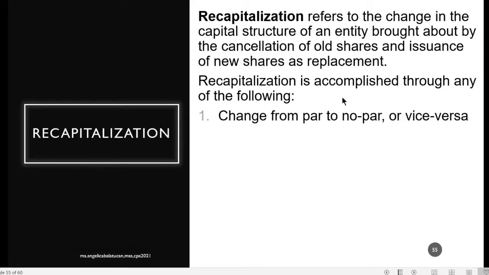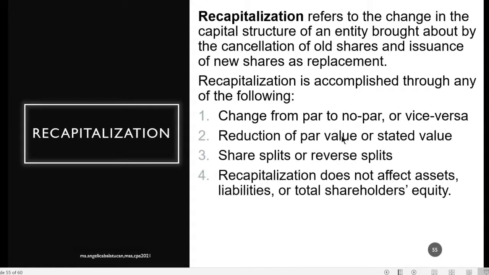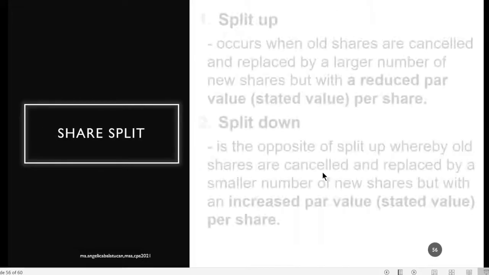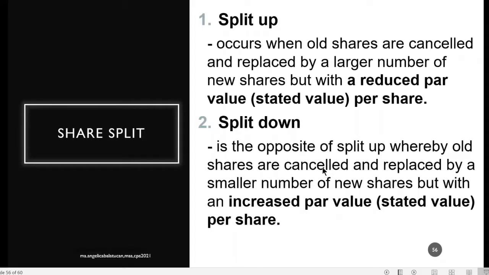So it is accomplished through any of the following: change from par to no par or vice versa, reduction of par value or stated value, share splits or reverse splits, or recapitalization that does not affect the assets, liabilities, or total shareholders' equity. When talking about share split, it could be a split up or it could be a split down. So when we say split up, it occurs when the old shares are canceled and replaced by a larger number of shares. So, more shares. That's why it's split up.